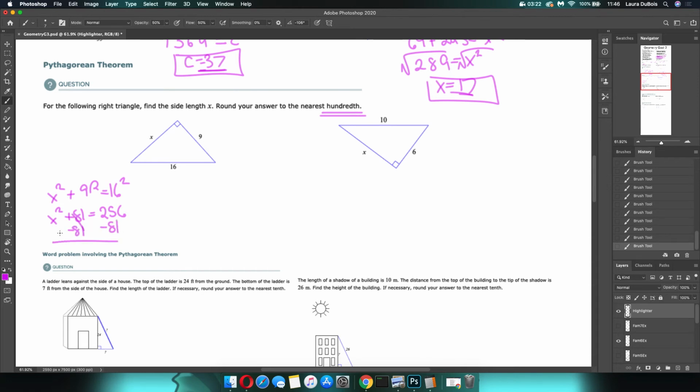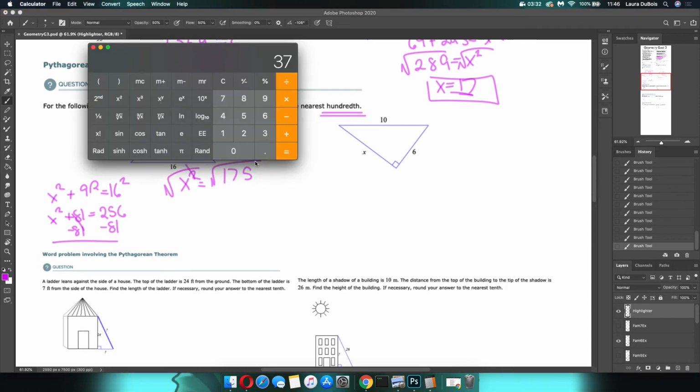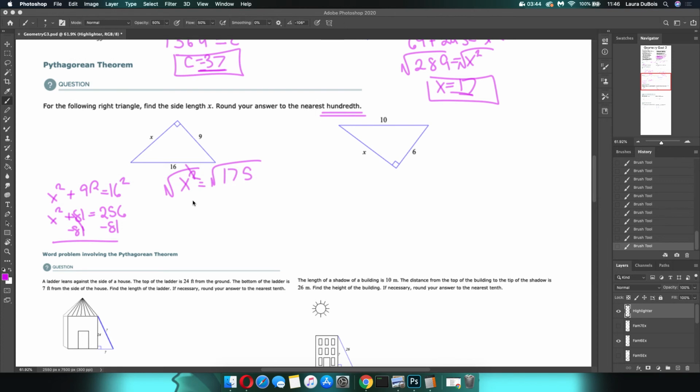Minus 81. So x squared equals 175. And I happen to know off the top of my head that that's not one of my perfect squares. So let's find out. What is the square root of 175? 13.228. The 8 is my decision maker. It means I round up, so it's 13.23. X is approximately 13.23.